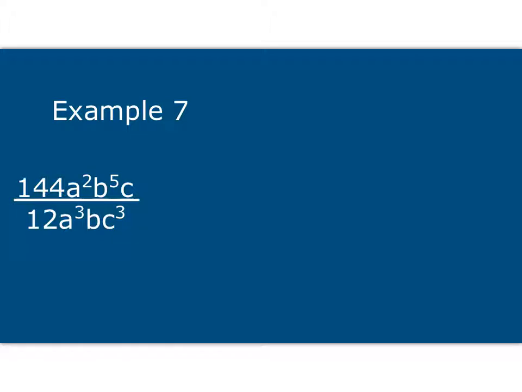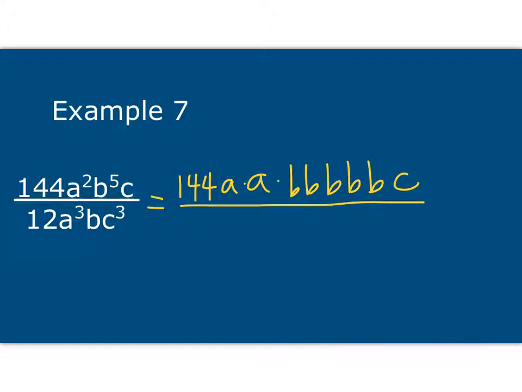Now, when you get to something like example 7, we're going to use the same strategies, we just happen to have more variables and we have bigger numbers. But we're going to do the same thing. So I'm going to start by writing out everything I have on top. So 144, a squared is a times a, b to the 5th, and then a c, and on the bottom do the exact same thing.